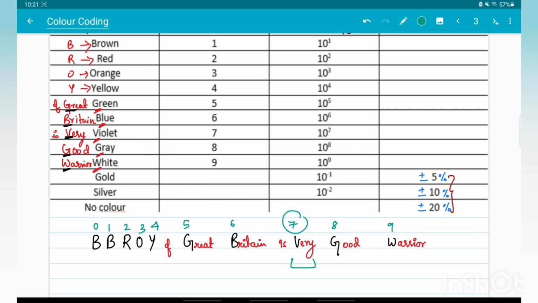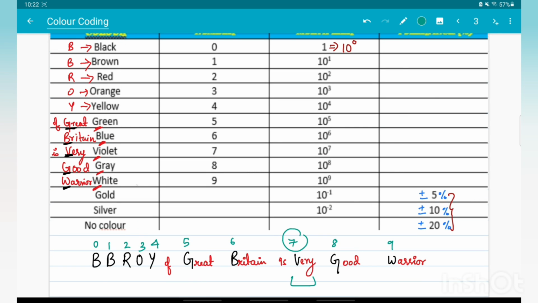And then after writing the numbers you can get the multiplier also. Like if the number is 0, then its multiplier will be 10 to the power 0. If the number is 5, its multiplier will be 10 to the power 5. So like that you can remember the number and the value of the multiplier.